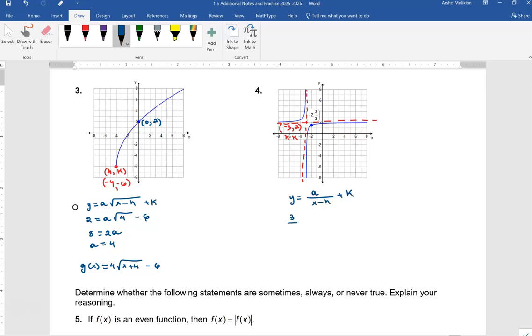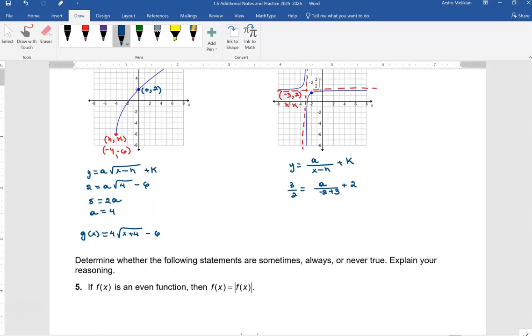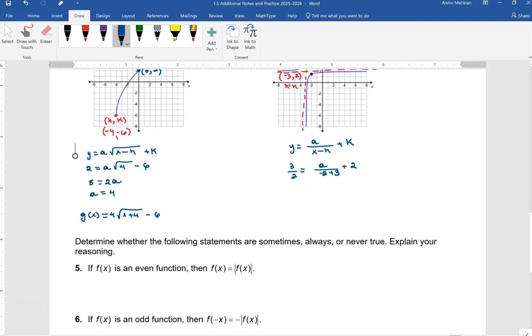y is 3 over 2, equal to a over negative 2 plus 3 plus 2. I don't know if I'm doing this right. Am I? So 3 over 2 minus 2, negative a half, is a over 1. Isn't that lovely? So a is negative a half.